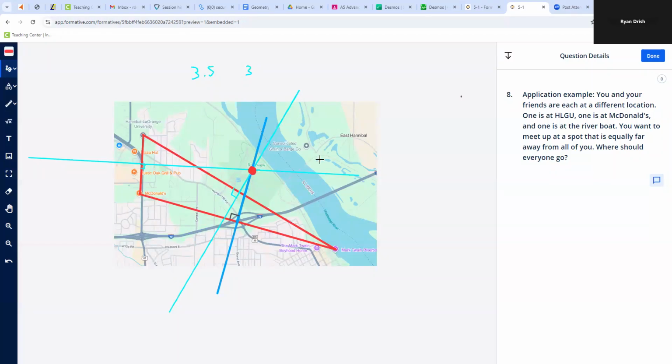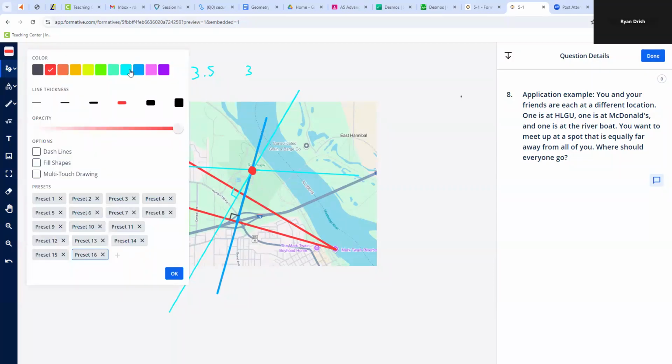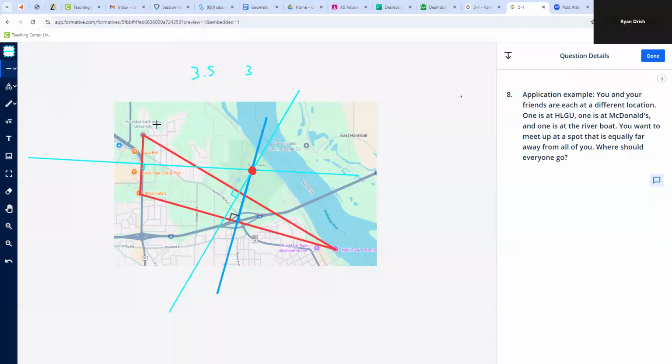Right here. So the answer is, if I have someone at HLG, McDonald's, and Mark Twain Riverboat, the one spot where they should go so that they are all an equal distance away would be Riverview Park. Meaning, and you don't have to draw this in, the distance from here to here, from McDonald's to the same spot, and Mark Twain to the same spot, those will all be equal distance, equally far away. Everyone has the same travel distance to get to the same spot.